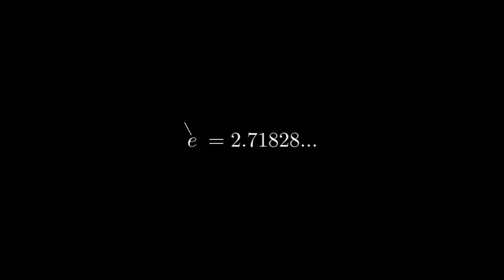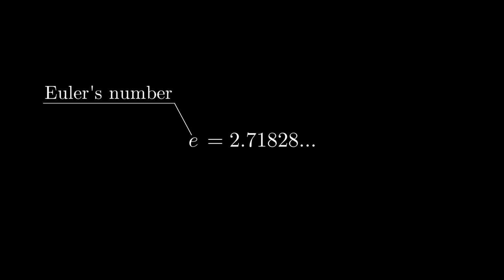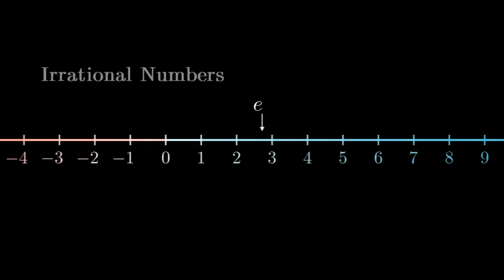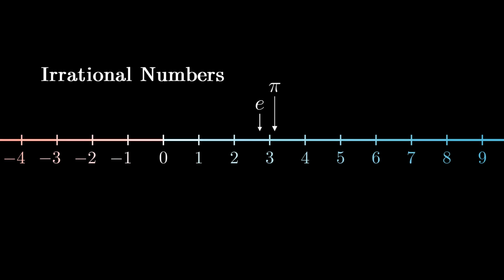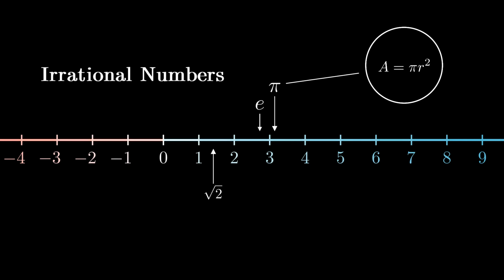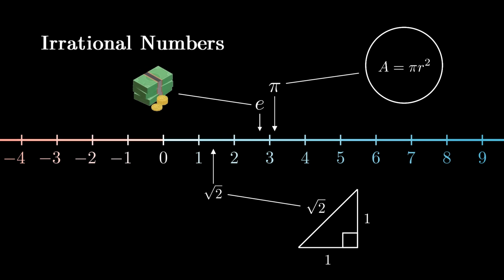This value is now called Euler's number, and is another example of an irrational number alongside pi. Interestingly, Euler's number is an irrational number that is not based on geometry. Pi is a constant that arises from the properties of circles. Root 2, another irrational number, can be geometrically represented using Pythagoras' theorem. And we have Euler's number, an irrational number found from compound interest.